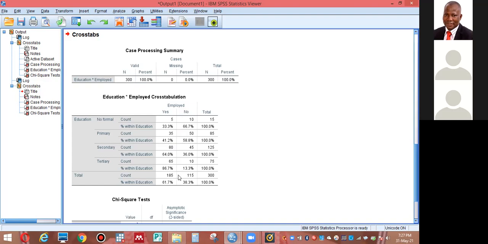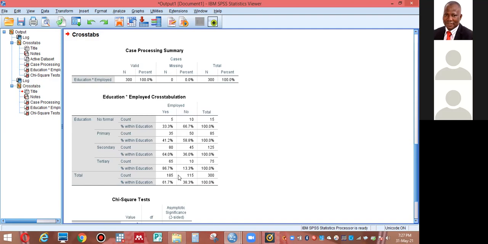If you take those employed for the different categories of educational level, look at it: no formal education is 33.3% under yes, that's employed. Primary education, 41.2%. Secondary education, 64%. Tertiary education, 86.7%. Can you see that the proportion that is employed increases as the level of education increases?